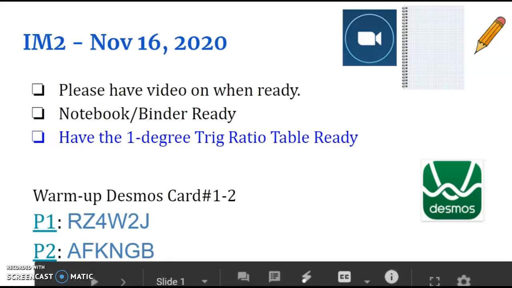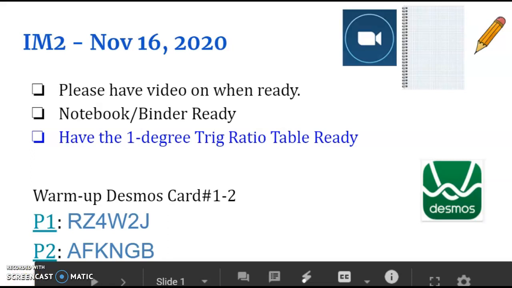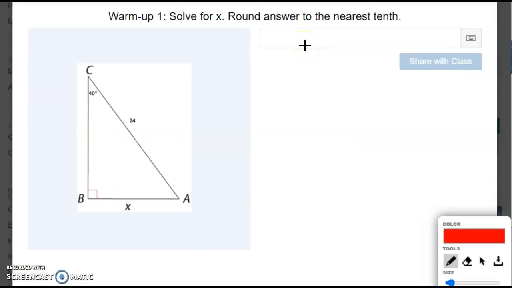So we started off by doing some decimal activity, just cut number 1 and 2, just warm-up problems. And this is the first warm-up problem where you're told to solve for x, round answer to the nearest tenth. So what do we know? What do we need to know? We are given the angle measure here, and we're given the side measure here, and we're trying to find another side measure here. So the first thing I would do is identify the sides.